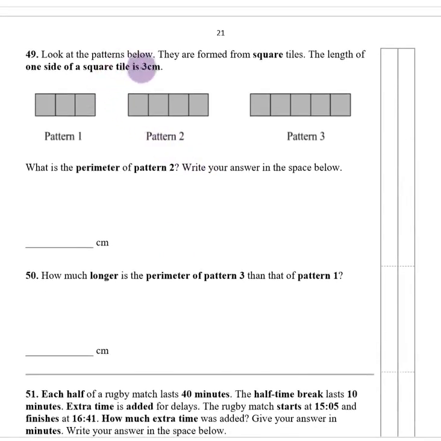Number 49. Look at the patterns below. They are formed from square tiles. The length of one side of the square tile is 3 centimeters. That's really important. What is the perimeter of pattern 2? A couple of ways you can do this. I think the easiest way is just counting the number of sides. So for perimeter, we count all the sides. So 1, 2, 3, 4, 5, 6, 7, 8, 9, 10. But 1 is equal to 3. So 10 will be equal to 30 centimeters.